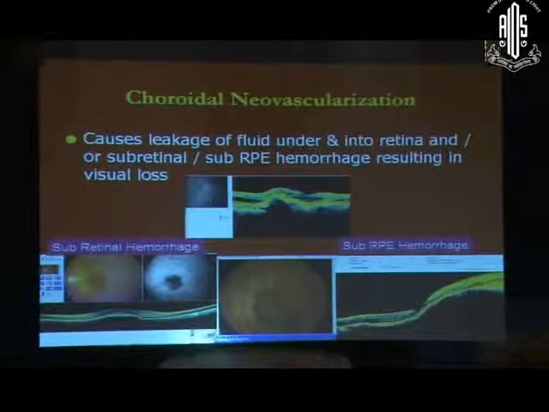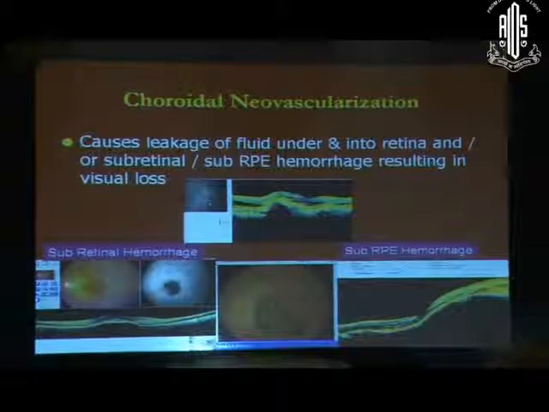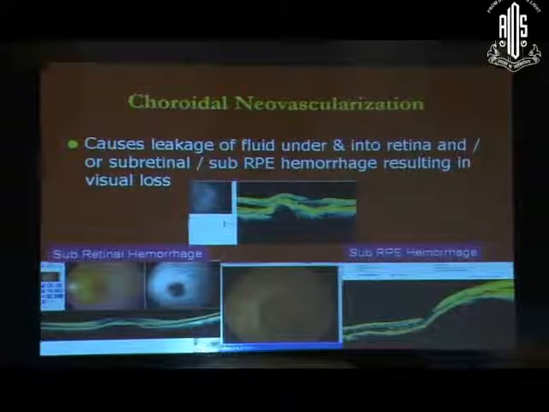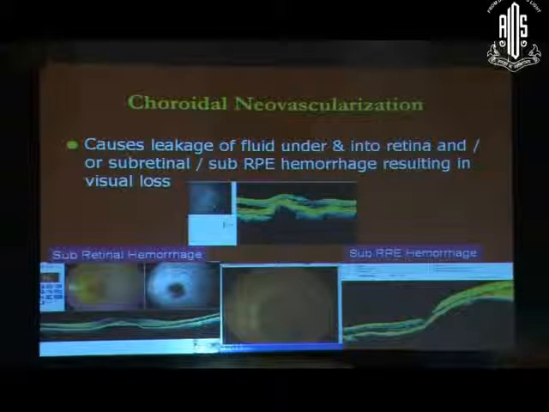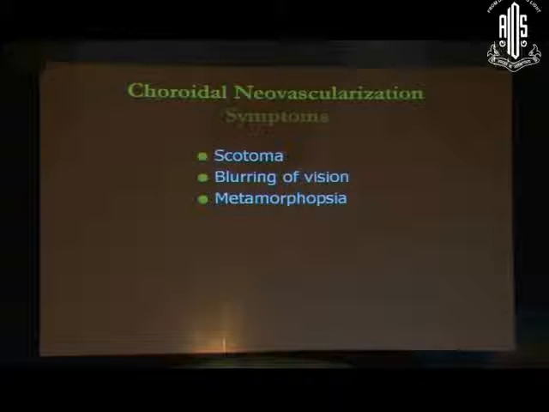What is it that you see in these patients? You have a leakage of fluid under the retina and into the retina, and/or subretinal or sub-RPE hemorrhage. What you see here is a subretinal hemorrhage, and what you see here is a sub-RPE hemorrhage. And these are the various pathologies which result in the vision loss in these patients.